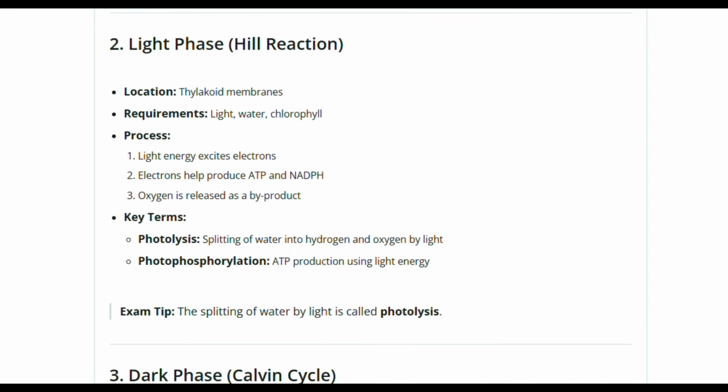Okay, 3, that's going to be the dark phase, which is the Calvin cycle. Oh, these things have nice names, man.